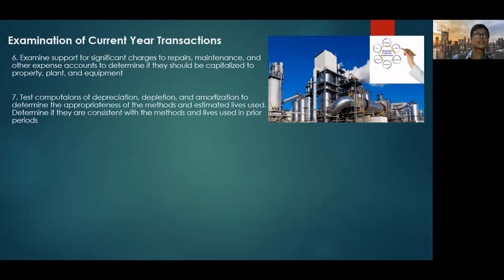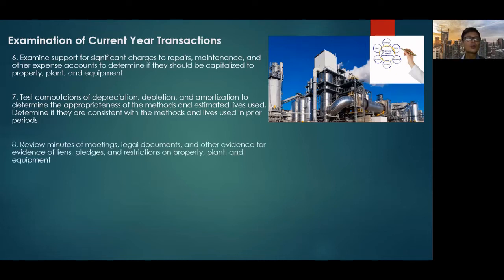Next, number 7, test computations of depreciation, depletion, and amortization to determine the appropriateness of the methods and estimated lives used. So ito naman yung assertion of yung valuation. Kailangan tama yung, of course, yung valuation niya doon, no? Okay, so determine if they are consistent with the methods and lives used in prior period. So if they're using yung straight line, kailangan consistent yun, straight line, no? Unless there is a change of an estimate, no? Okay, so pinalitan nila yung useful life, no? So those things, no? Okay, so that should be also documented, no?